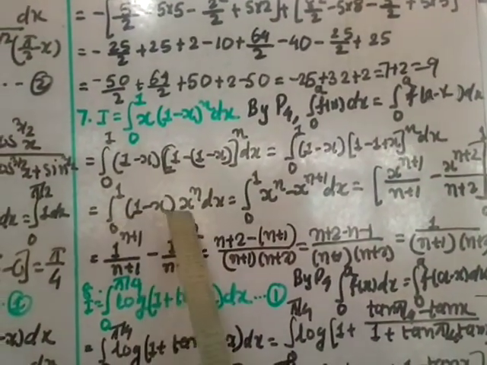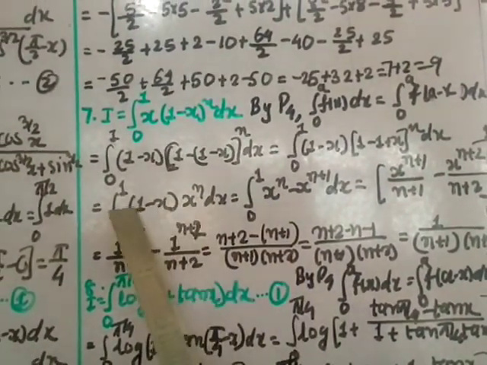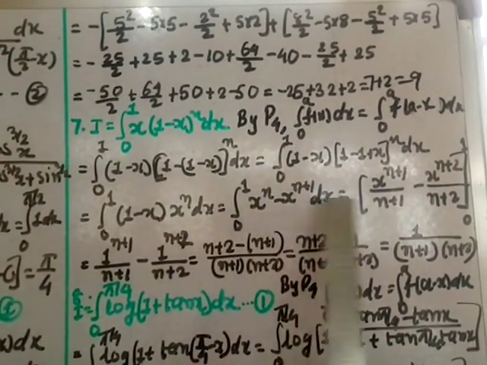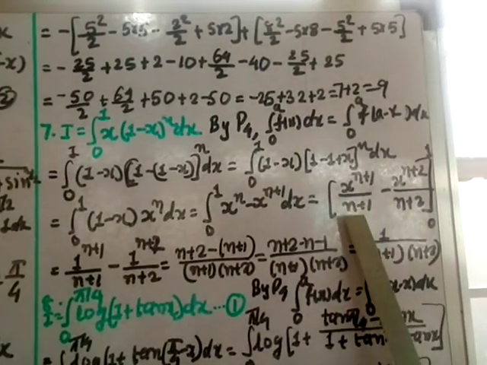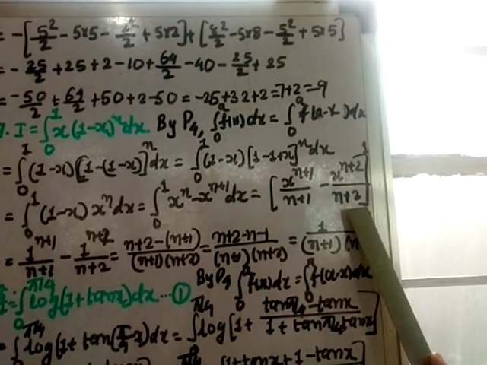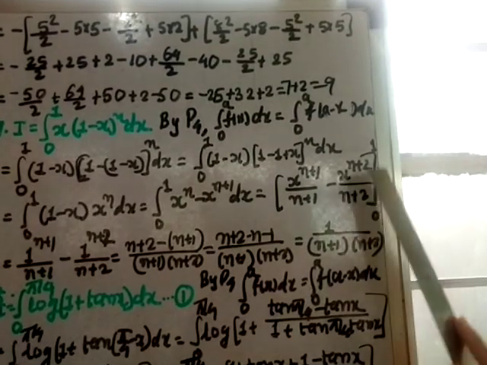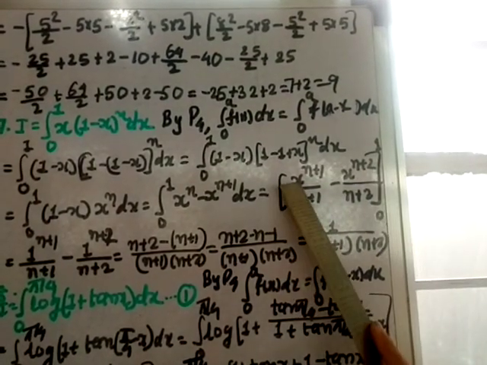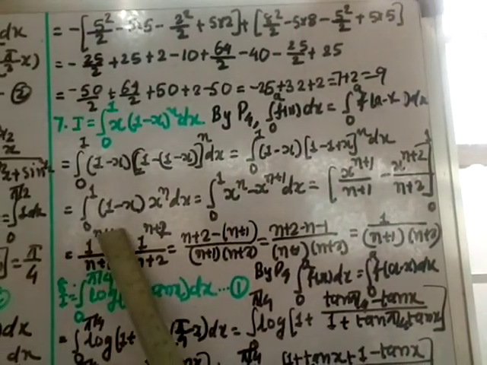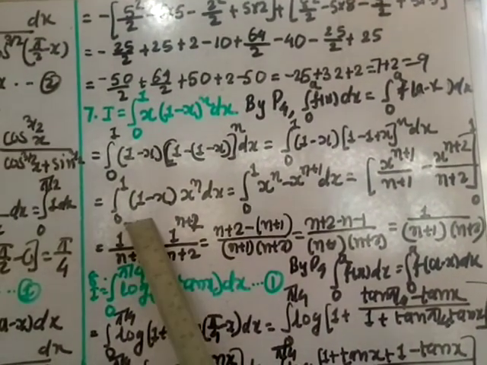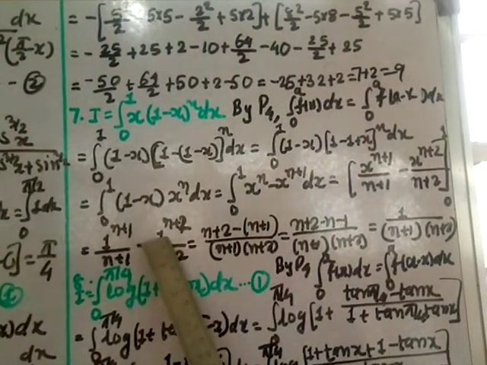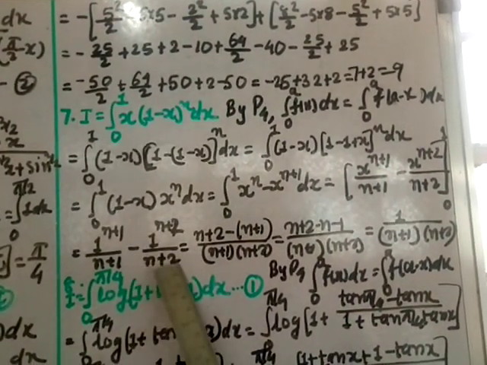Now this x power n, multiply here and here. So when you multiply, you get x power n plus 1 dx. Integrate: x power n is x power n plus 1 by n plus 1, and n plus 1 will become n plus 2, so x power n plus 2 by n plus 2. Now 0 to 1, so apply the limits. When I put 0 it will be 0, so I'll put only the upper limit. So 1 power n plus 1 divided by n plus 1, minus 1 power n plus 2 divided by n plus 2.